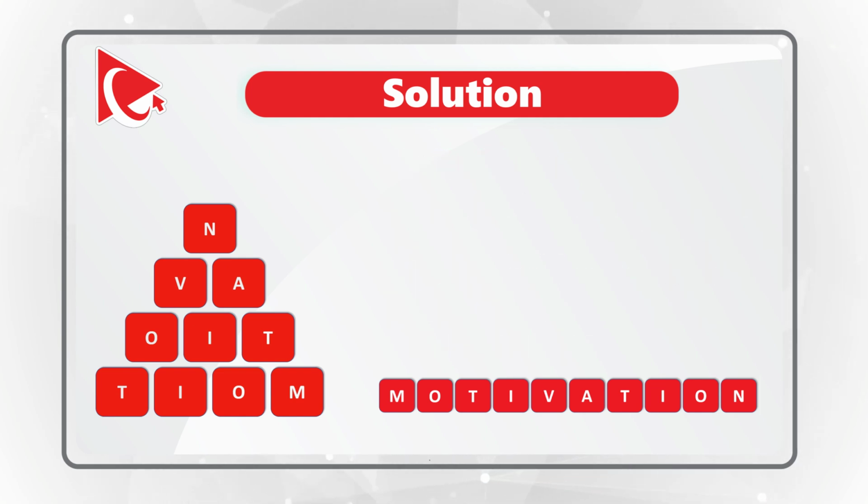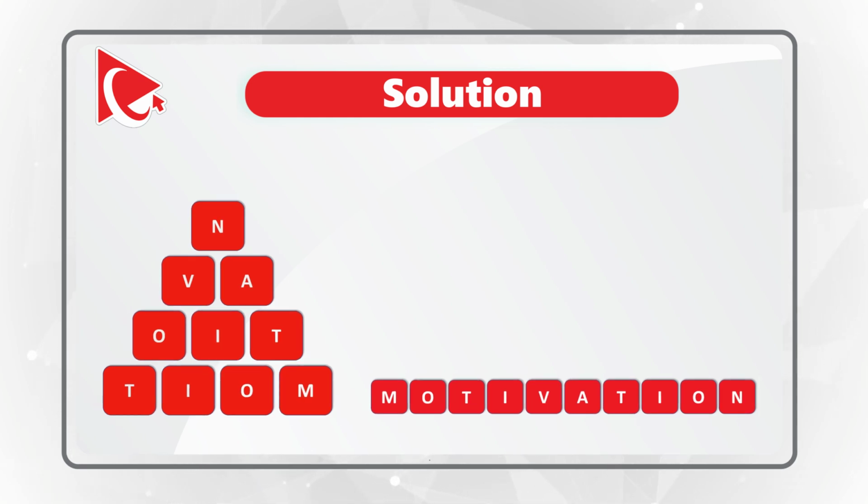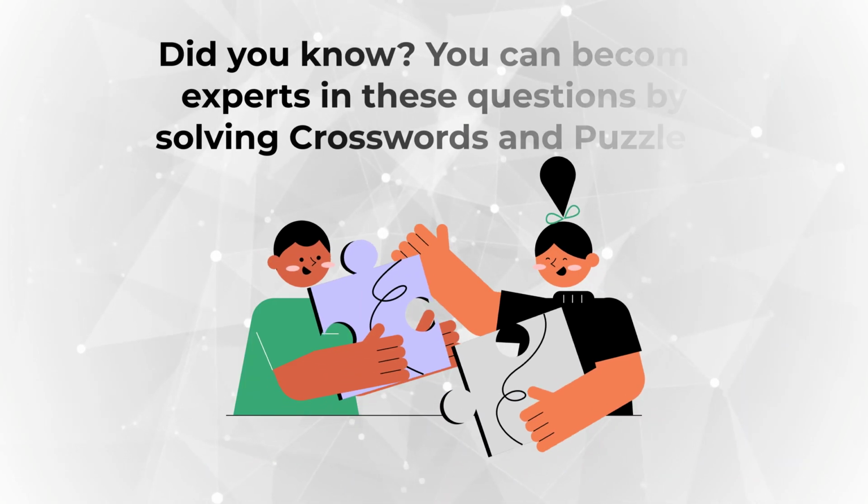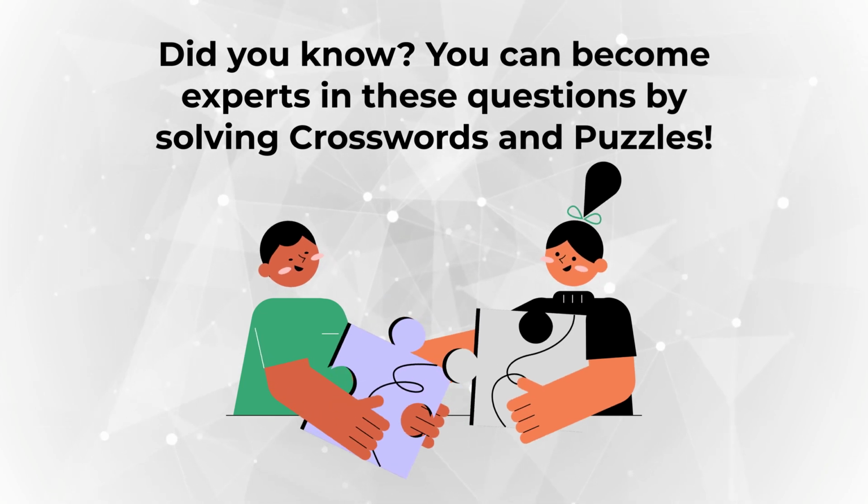For example, if you start with the bottom right corner, you can form the word motivation. You see M-O, and then you swap to T-I, and then if you continue, you go V-A-T-I-O-N. You can solve these types of challenges better if you do more crosswords and puzzles.